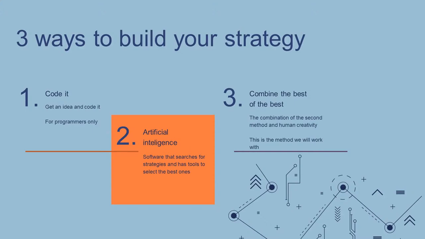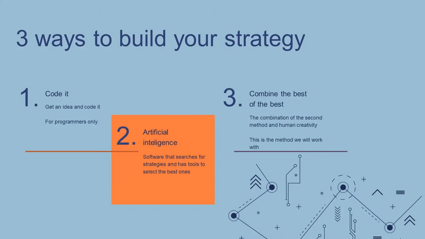You code the strategy. You get an idea of what the strategy might trade, and then you simply code it. Well, simply, that's the thing. Most people can't code. Unless you are a programmer, this is not the method for you. Then you can choose between the second and third methods.